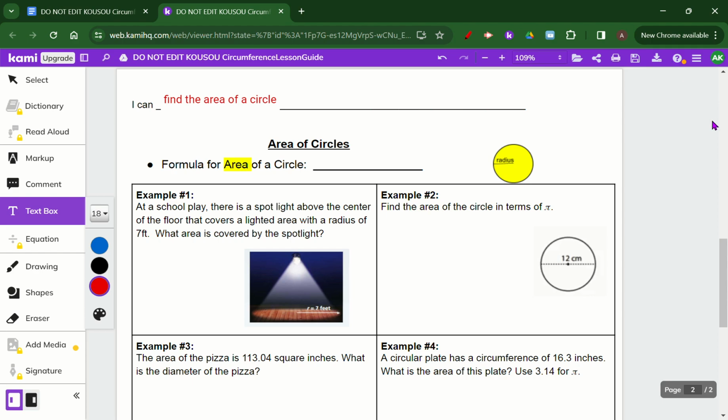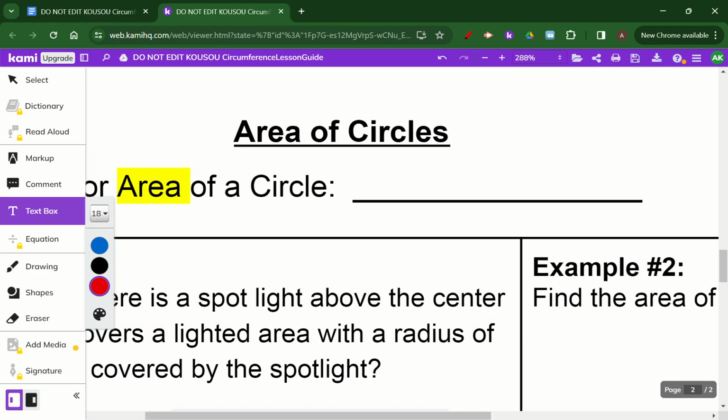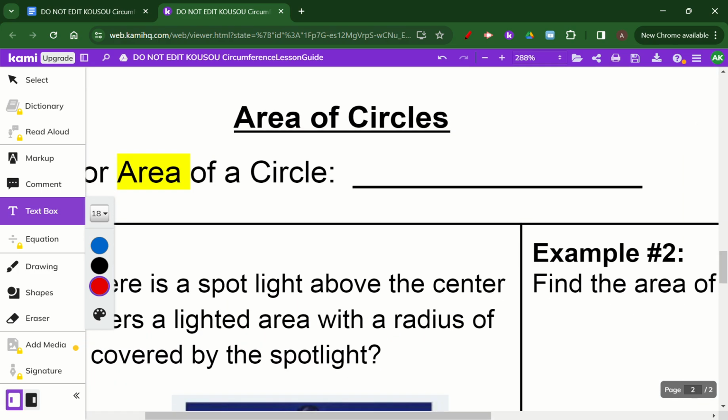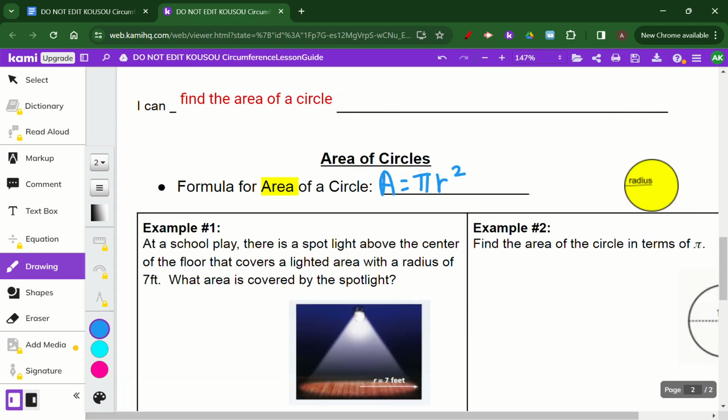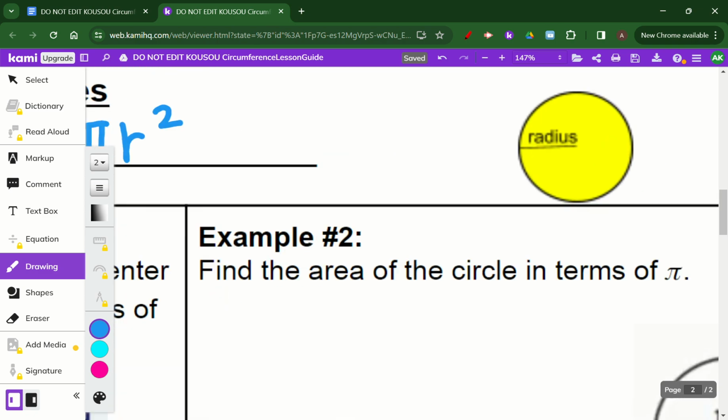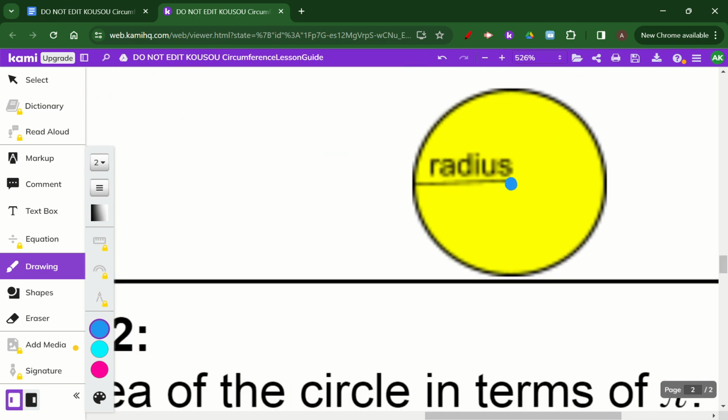Hi there, in this video we are going to go over how to find the area of a circle. First you need to know what the formula for finding the area of a circle is. So the formula is area equals pi r squared. That means that you're multiplying pi by the radius squared. And the radius, if you can recall, is from the center of the circle out. It is half of the diameter, right?